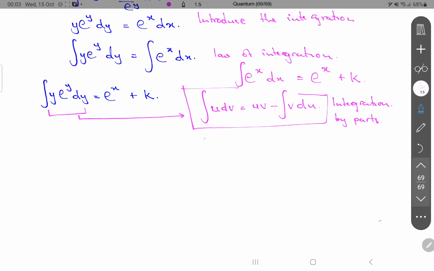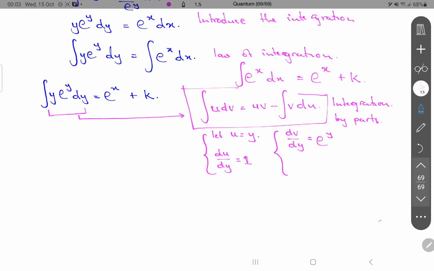So we are going to choose our u to be what? Let our u be equal to something that will quickly disappear, y. We differentiate it, du over dy, we get a 1. And we come here, definitely our dv over dy is actually equal to e^y, right?